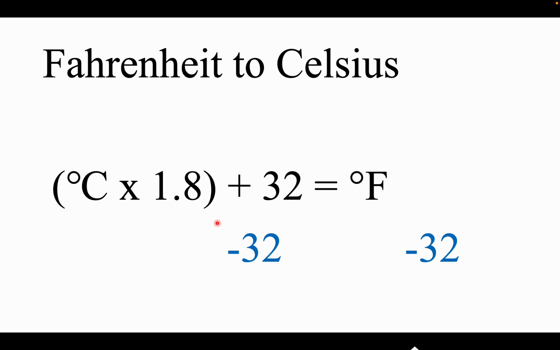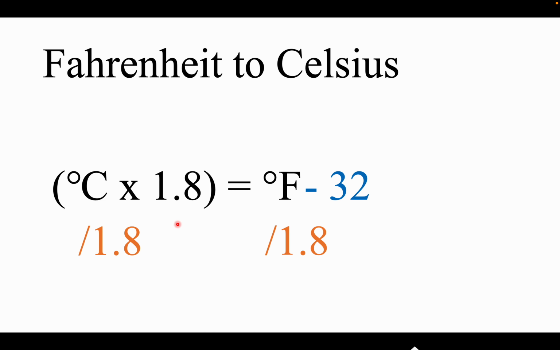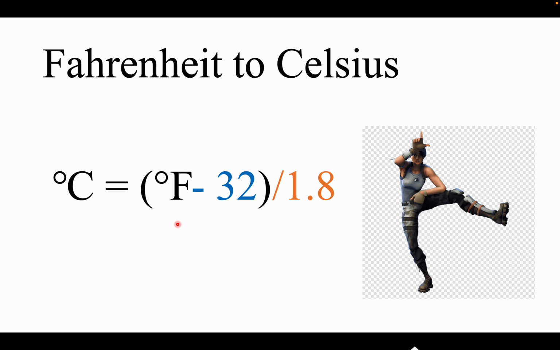If you want to convert from Fahrenheit to Celsius, I recommend, again, remembering the Celsius to Fahrenheit equation and doing math to get to the other. So subtract 32 from each side, divide by 1.8. Degrees Celsius equals degrees Fahrenheit minus 32 divided by 1.8.